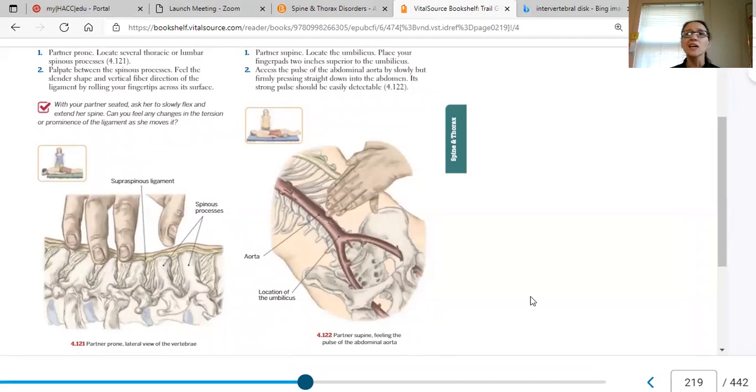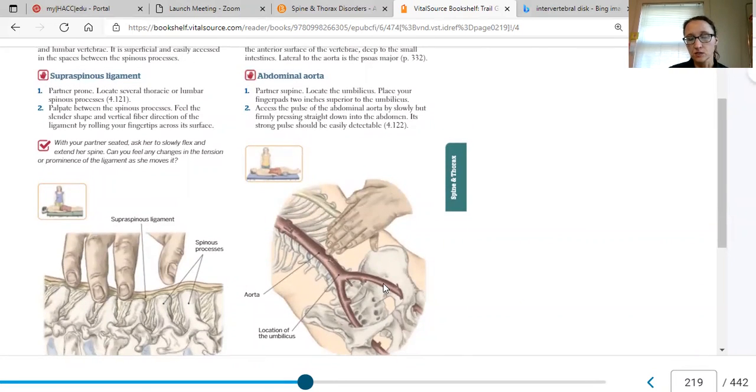So again, this is a stabilizing type of ligament, and we have a lot of stabilizing ligaments for the spine because otherwise it would be just a little bit too mobile, and we can't really have that. We have to be able to stay upright, and we have to be able to move and keep our spines relatively in the same position in order to prevent injury to the spinal cord and to the exiting spinal nerves.